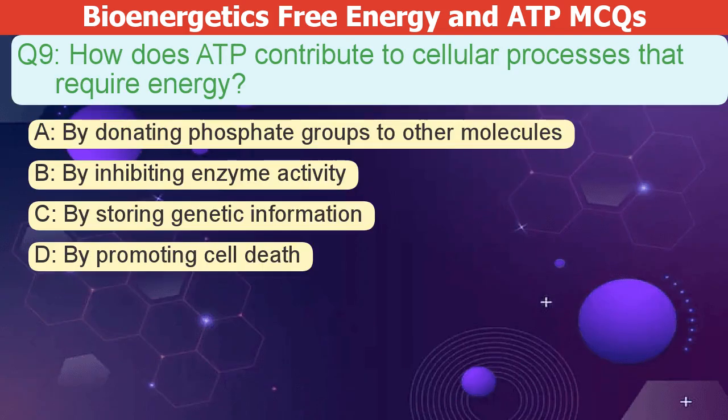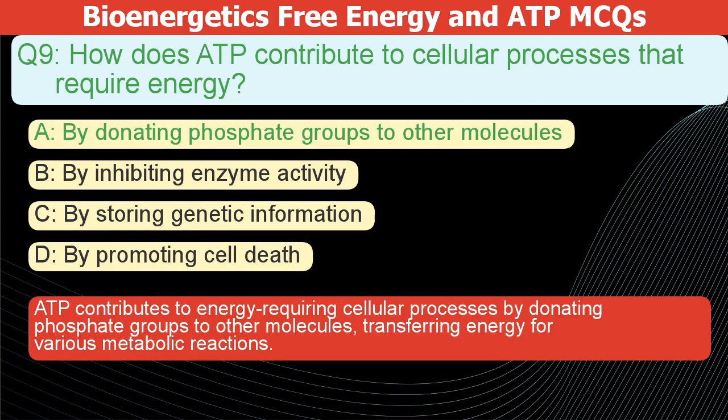How does ATP contribute to cellular processes that require energy? A. By donating phosphate groups to other molecules. B. By inhibiting enzyme activity. C. By storing genetic information. D. By promoting cell death. The correct answer is A. ATP contributes to energy-requiring cellular processes by donating phosphate groups to other molecules, transferring energy for various metabolic reactions.